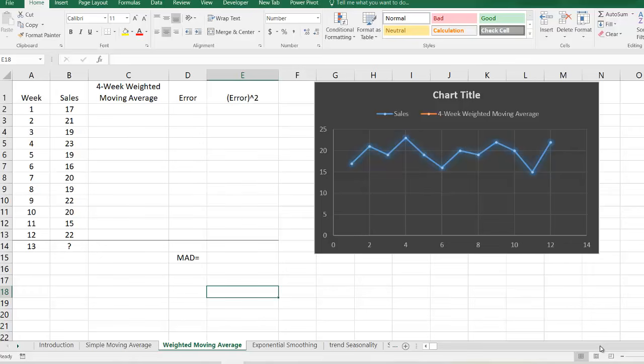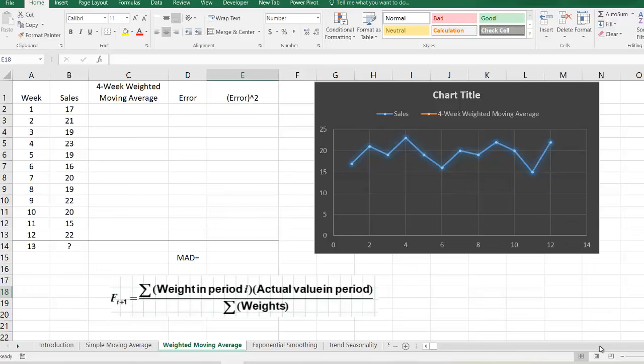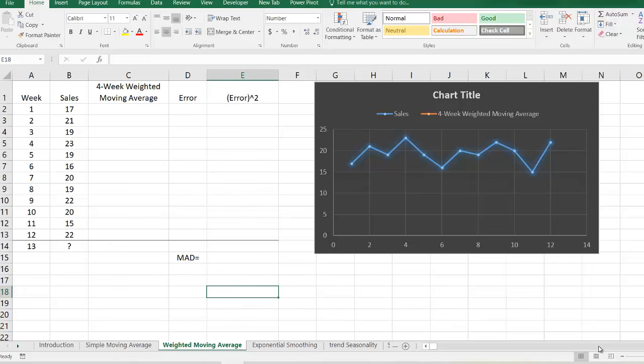The next forecasting technique I'm going to show you is the weighted moving average. A weighted moving average uses weights to put more emphasis on the recent periods, and it is given by this formula. If we're going to perform a 4-week weighted moving average, we're going to apply the following weight scheme.